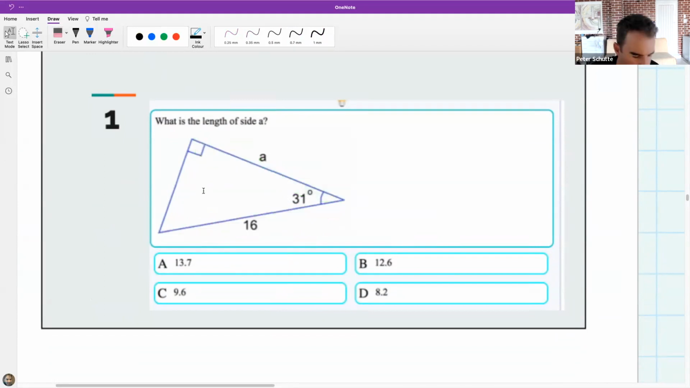I want to ask you, what trig ratio do you think I should use to try and find the length of the side A? So I'm not asking for an answer. I just want to know, what trig ratio do you think I should use to help me find what A is?